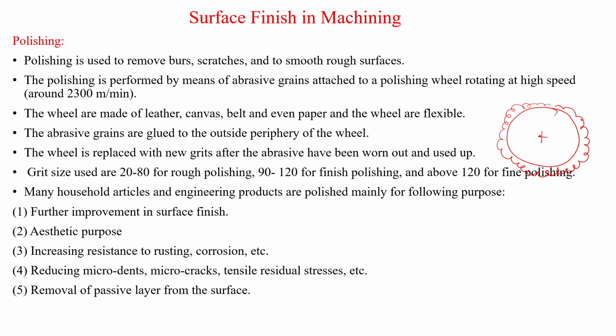It has the same function as grinding. As the abrasives get worn out, new abrasives come into the picture. The more the grit size, the finer the polishing. For less grit size, you get rough polishing. Rough polishing is when you have big irregularities, and for medium irregularities, finish polishing. When you want very smooth polishing, cutting very little, then you have to use a higher grit size. The higher the grit size, the finer the polishing.